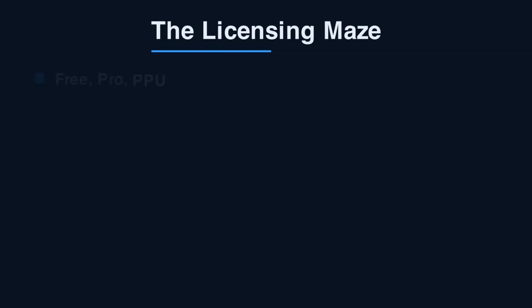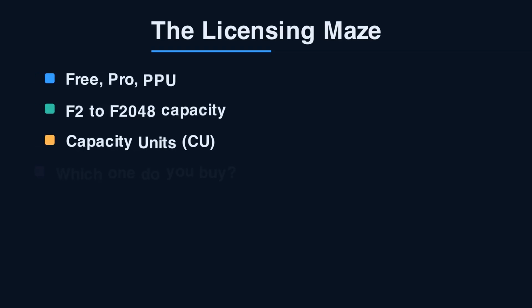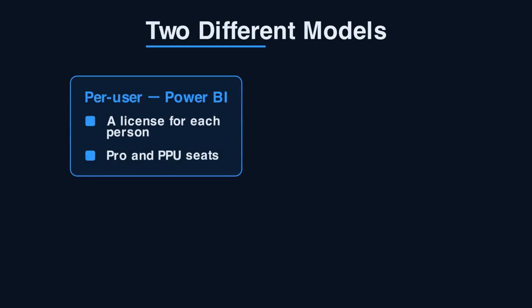If you have ever opened the Microsoft Fabric pricing page and seen free, Pro, PPU, F2, F64, and capacity units all at once, you are not alone. Licensing is the single most confusing part of adopting Fabric and Power BI. In the next few minutes, we will untangle all of it and finish with one simple rule for the license you actually need. Everything starts with one idea.